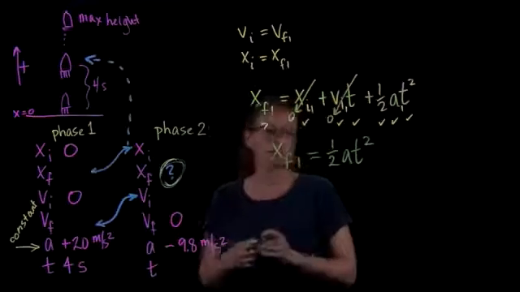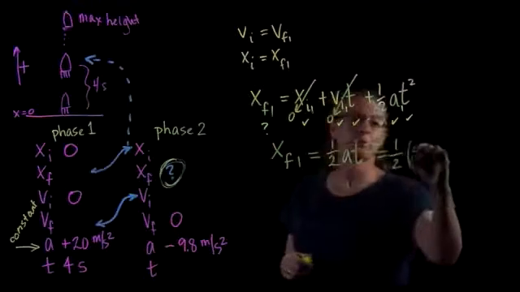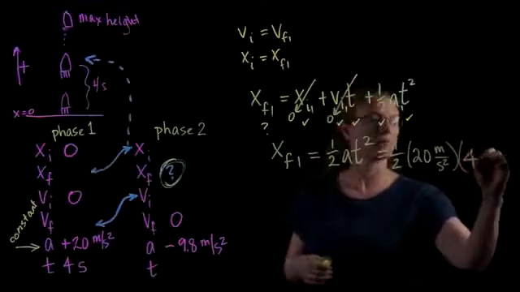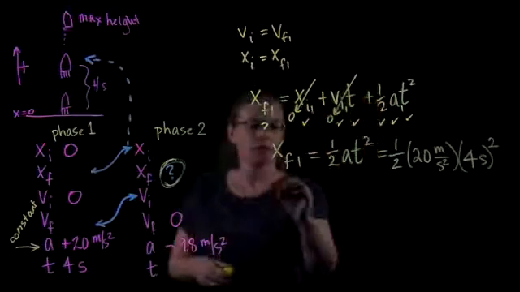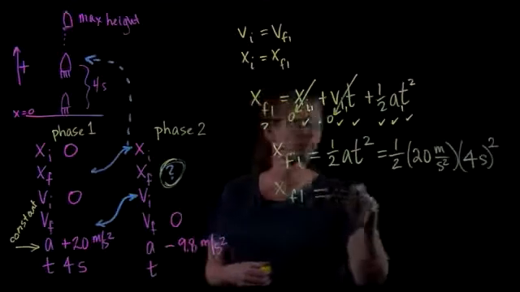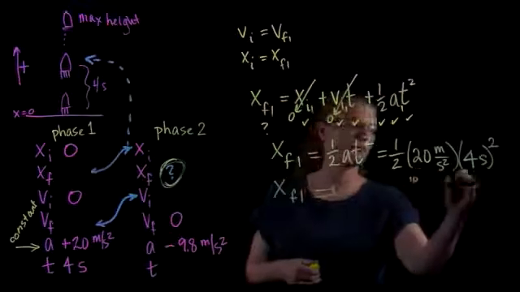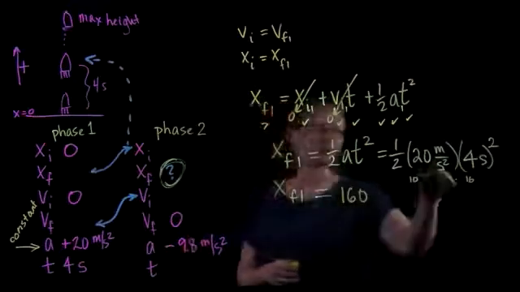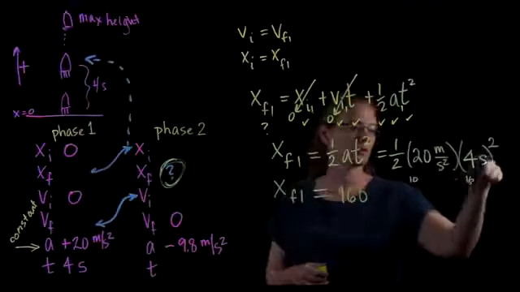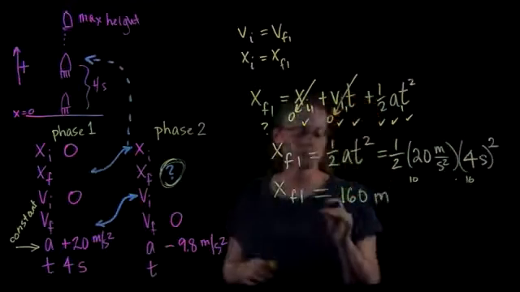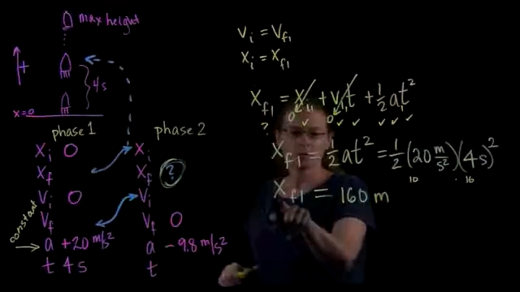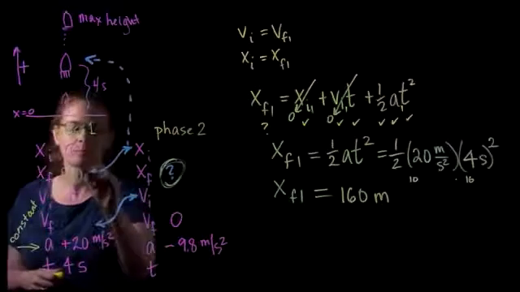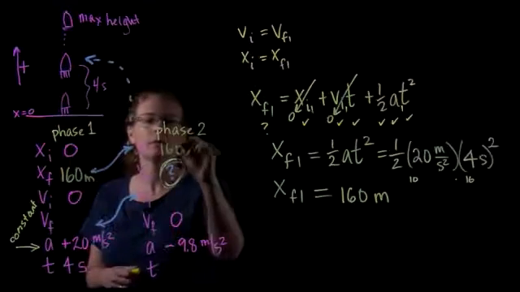1/2 a t squared. Okay, 1/2. My acceleration is 20 meters per second squared. My time, 4 seconds. And don't forget to square that. So x final in the first phase is, well, half of 20 is 10, times 4 squared is 16. That's going to be 160. And now the units, let's see, I've got meters left. The second squared here and the second squared here cancel. I'm left with meters, which is right. It's position. We want meters. So x final one is 160 meters.